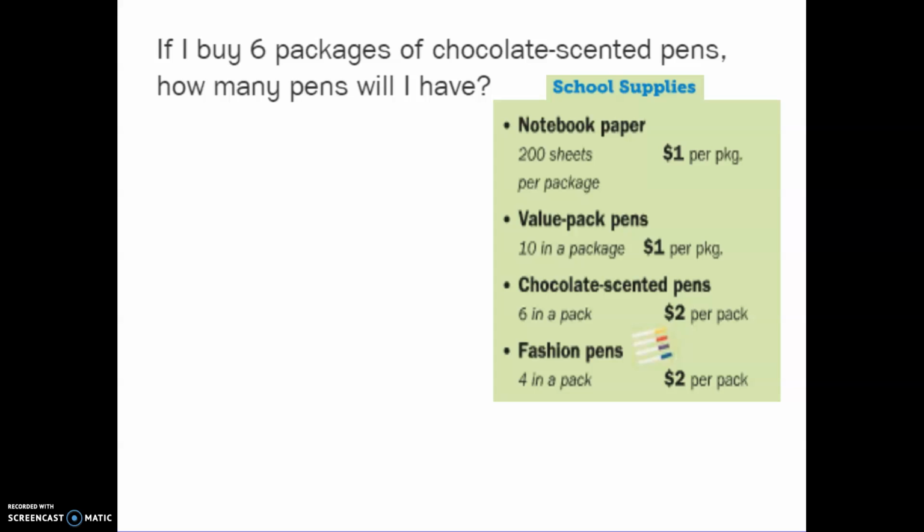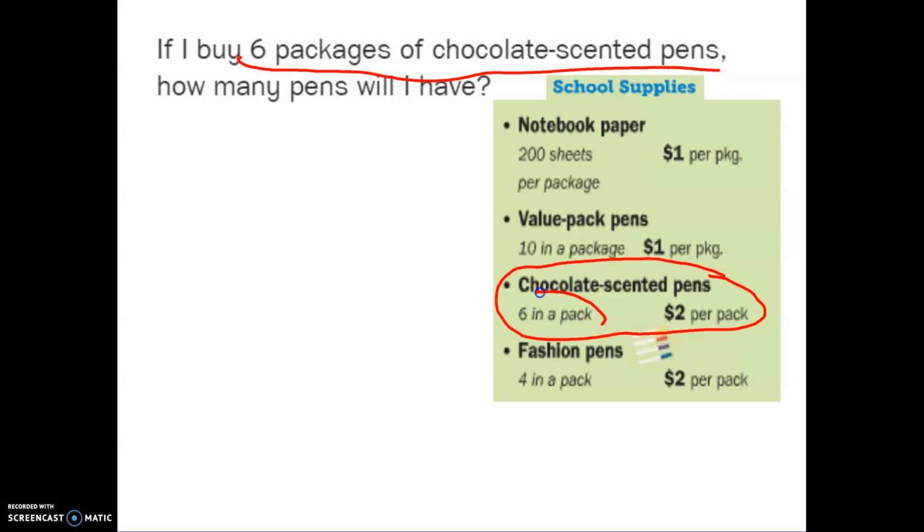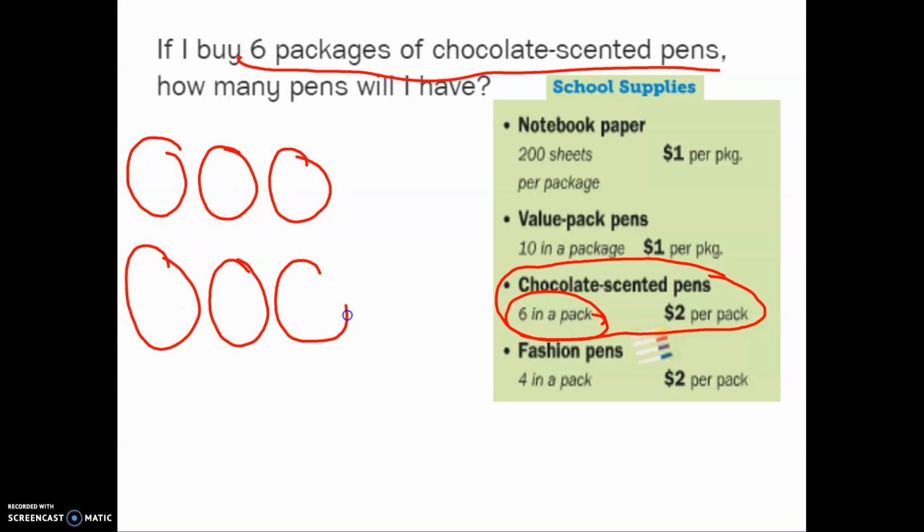Okay. So if I buy 6 packages of chocolate scented pens, how many pens will I have? Well, look at our school supply list. What do I want? 6 packages of chocolate scented pens. Well, down here, chocolate scented pens. If I buy 6 packages, how many pens will I have? Well, there's 6 in a pack. Well, when in doubt, draw it out. I could have my 6 packages.